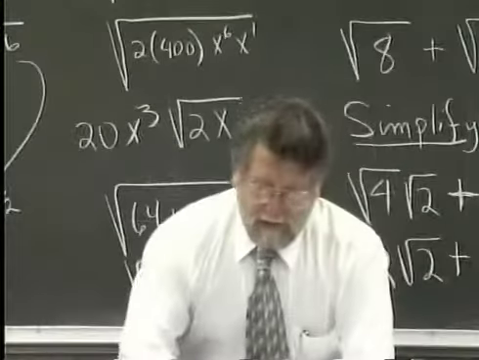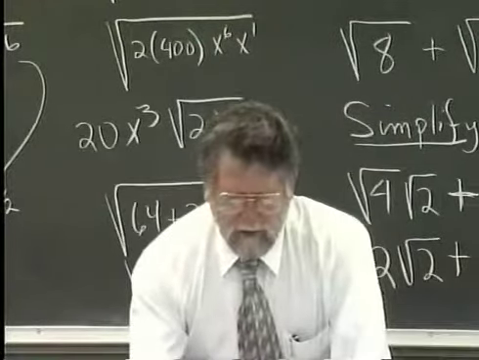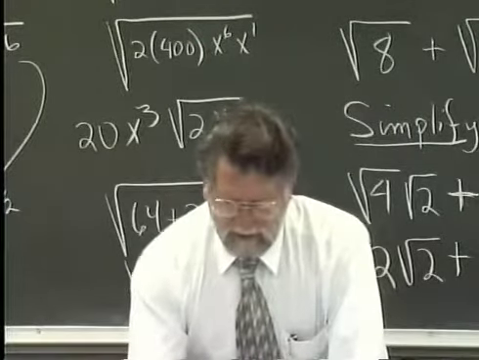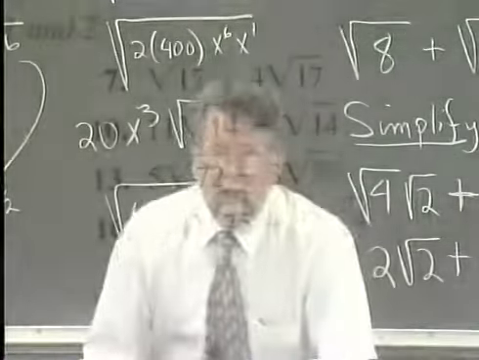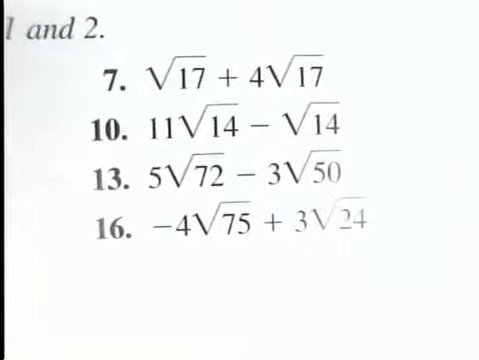Okay, let's go back to sanity. I'm on page 539 in a moment, if I can get the problem I want in clear relief. There we go, Debbie. 16. What can we do with 16 to make that work? Okay, we have minus 4 times the square root of 75 plus 3 times the square root of 24. What could you do with that? Okay, you see the 75 is what? 3 times 25. Okay, the square root of 24.